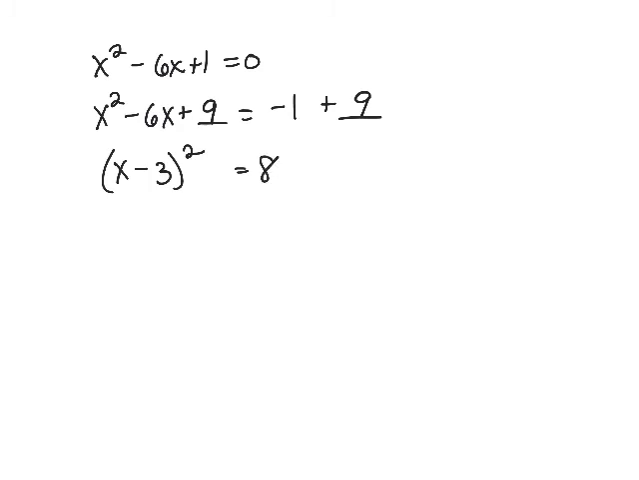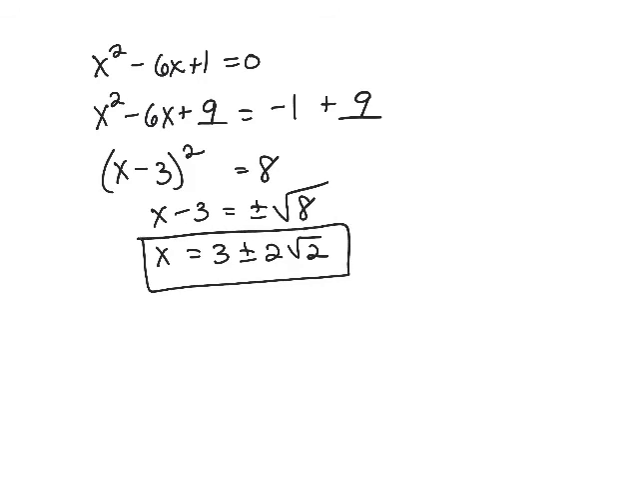And this is 8. I'm going to take the square root of both sides. Since I'm taking an even root, you need to add plus or minus because you have two possible answers. Square root of 8. And I have x is equal to 3 plus or minus 2 radical 2. So that was a really easy one to do with completing the square.